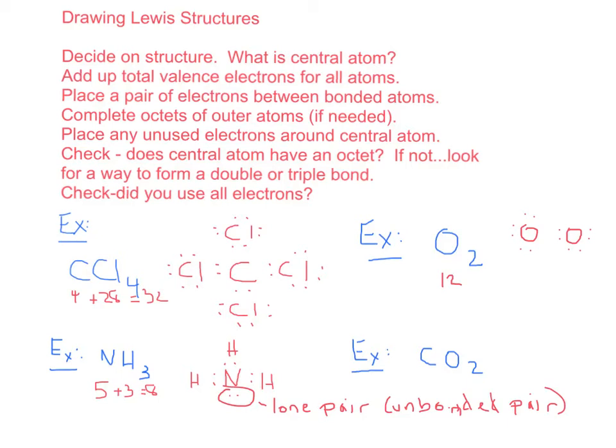We ran out of electrons before the other oxygen got a full octet. Since we don't have an octet, we want to look for a way to form a double or triple bond. If you run out of electrons, that is an indication we need to take a pair of electrons from the atom that has more and move them in between.